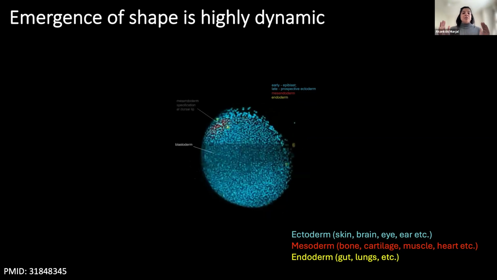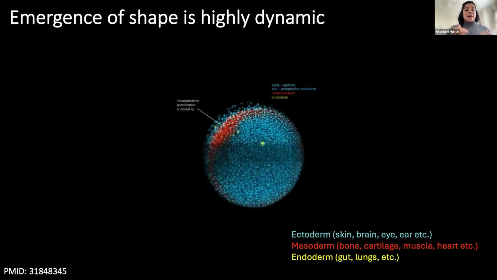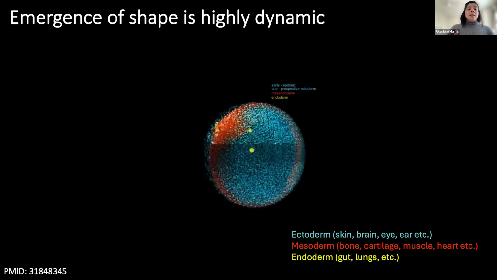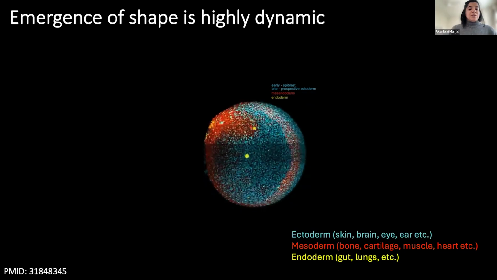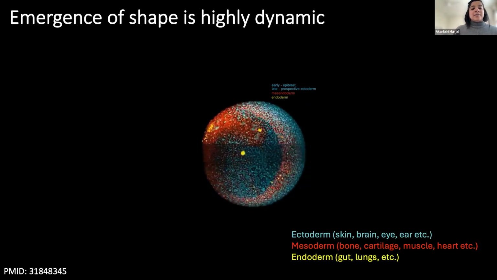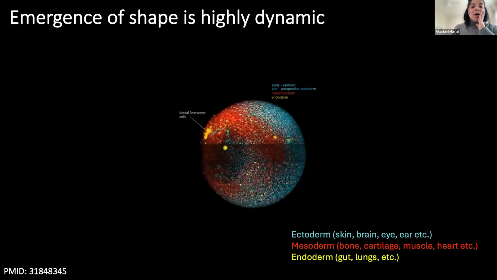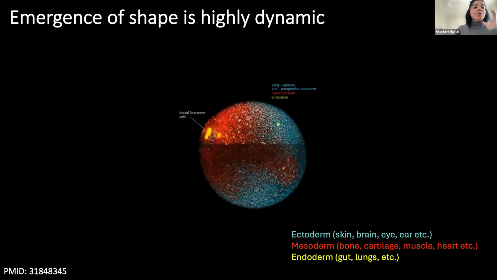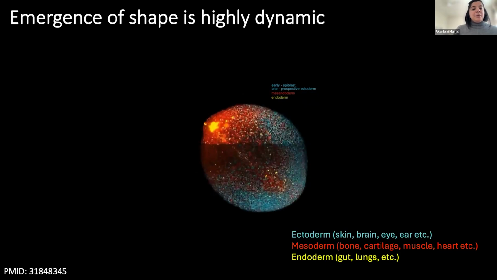So it's not a static spatial pattern instructing shape changes. The pattern itself is evolving. The landscape is evolving. So the gene expression is changing over time. The context in which the cells are is constantly changing over time. So how do we appreciate this?